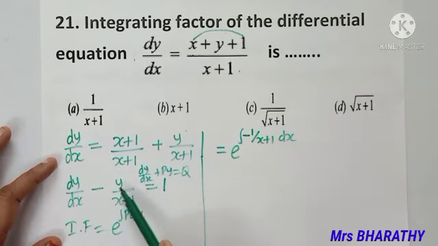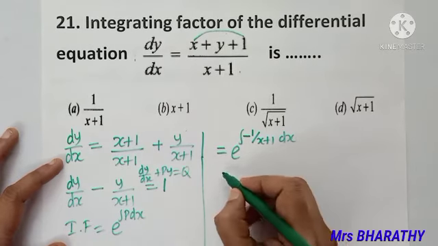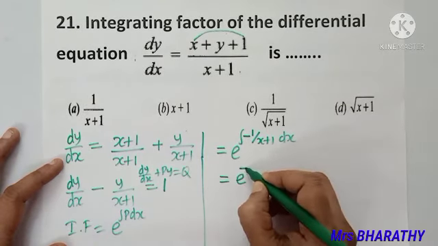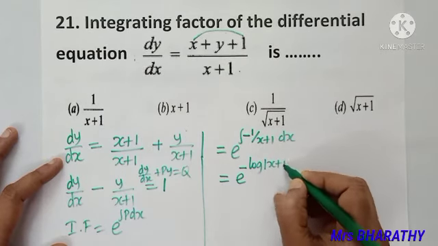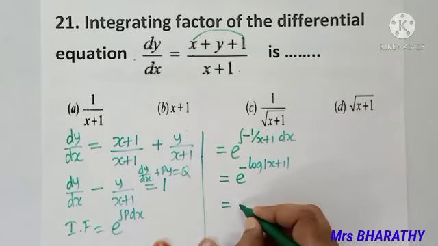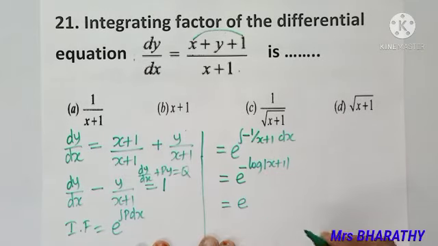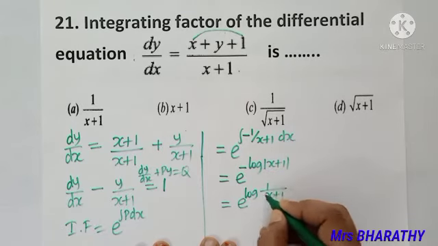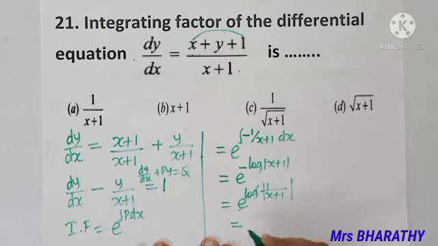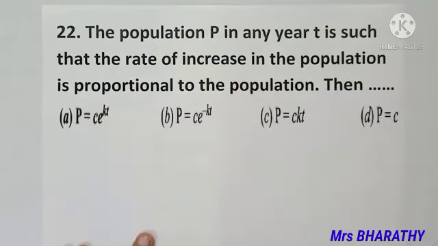Other than y, the remaining is minus 1 by x plus 1. As we integrate, minus comes out. The integral of 1 by x plus 1 is log of x plus 1. And we know whenever we have minus before log, taking to the power, it is log of the reciprocal. Cancelling e and log, we are just left with 1 by x plus 1. My question is the integrating factor, which is 1 by x plus 1, and the right option is A.